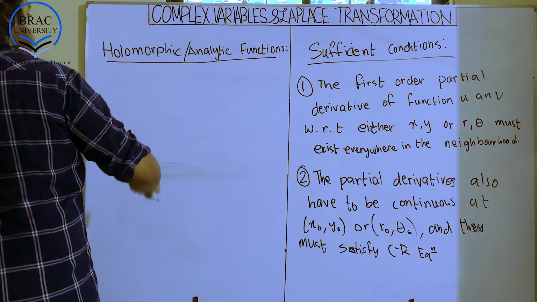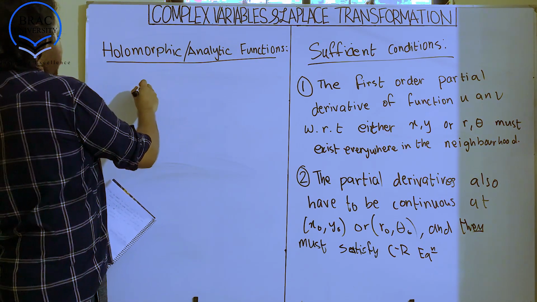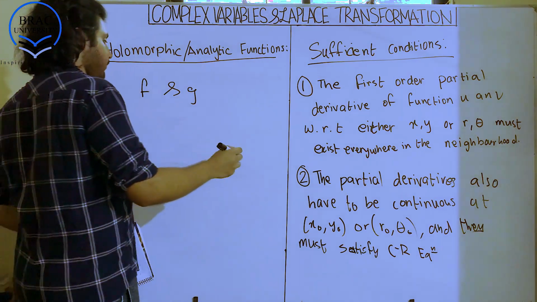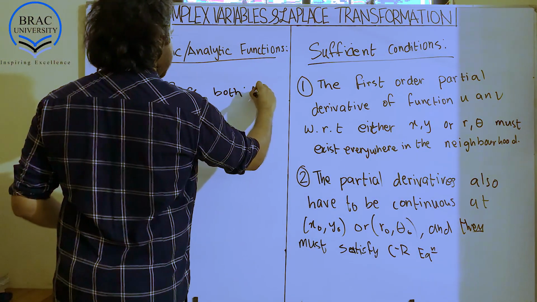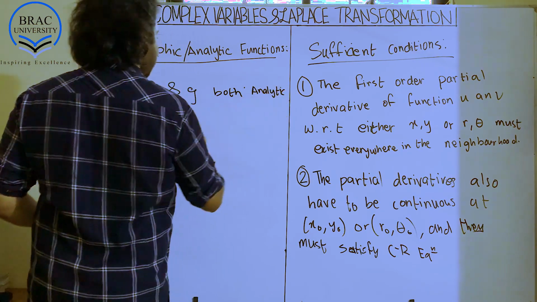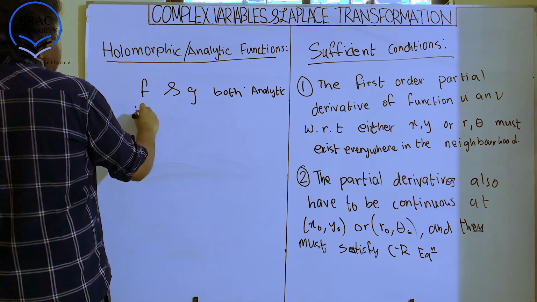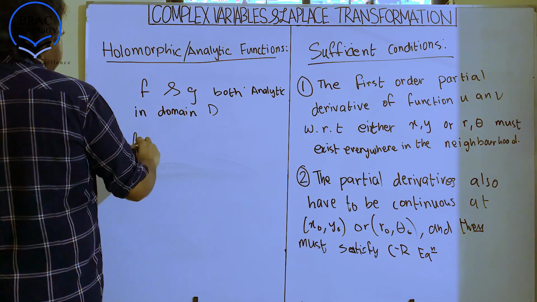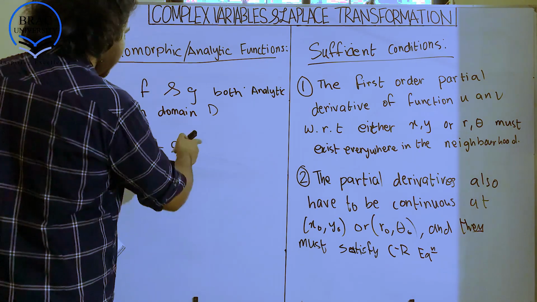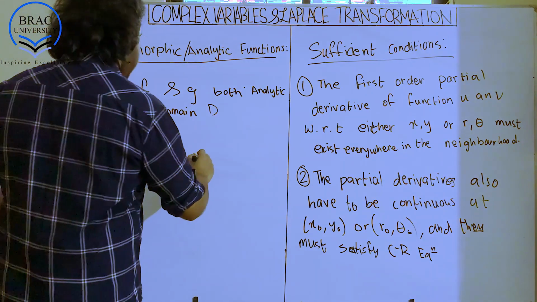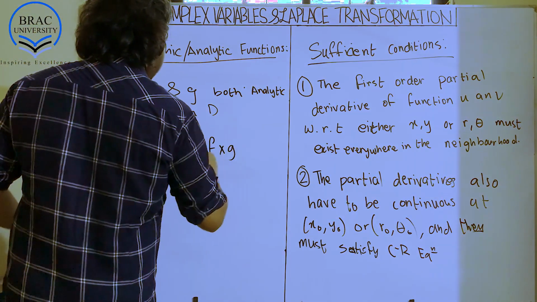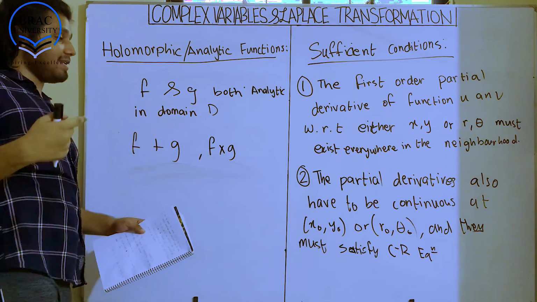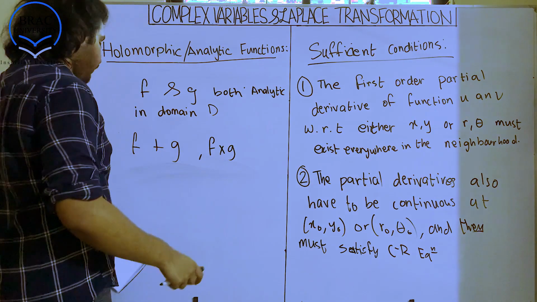Now, there are further theorems regarding holomorphic and analytic functions. If, say for example, you have two functions, f and g, both analytic over domain D, then the function f plus g is also analytic over domain D. Not only that, but the function f times g is also analytic in domain D. Both f and g have to be independently analytic over domain D for these to hold true.